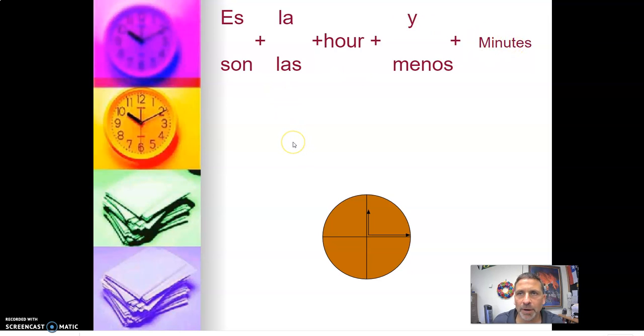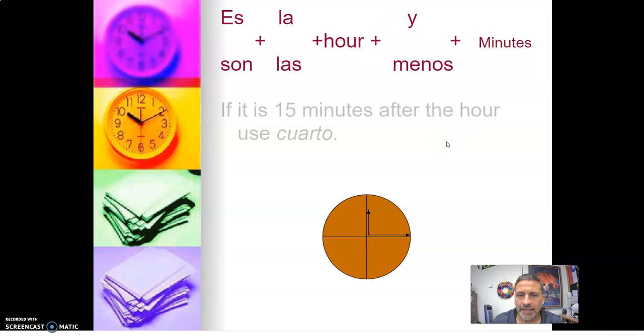All other expressions, 2 o'clock, 3 o'clock, 4 o'clock, 5 o'clock, all the way up to 12 o'clock, are going to use son las. So let's say 3:30. I will go son las 3:30. 30 is media. Let's say 4:10. It's going to be son las 4:10.